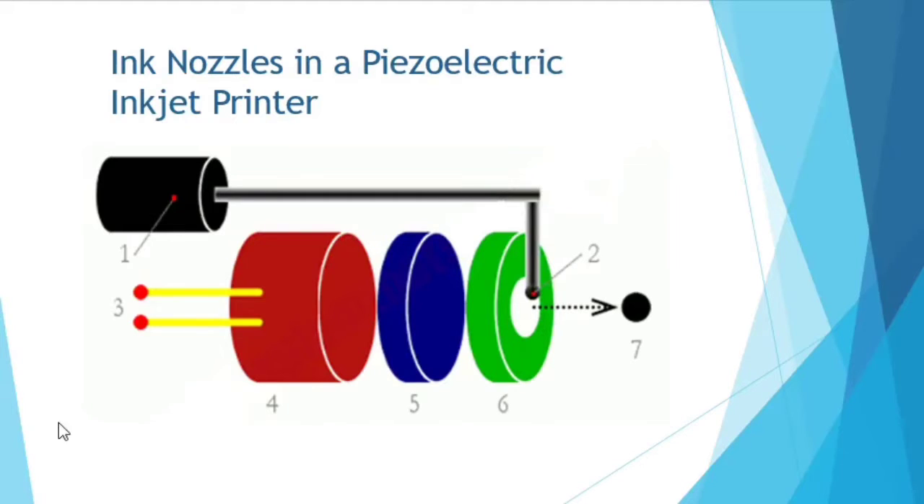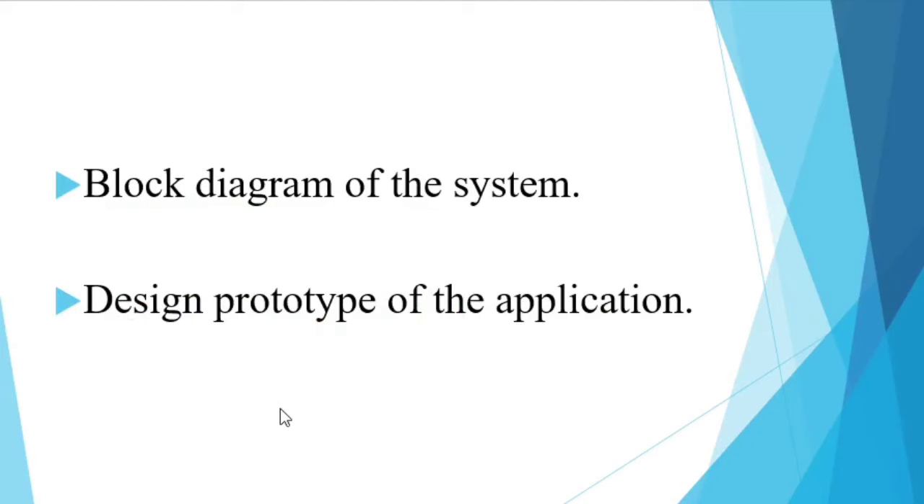Now, I would like to present the project framework in the application of electrostatics in the inkjet printer. So, let's move to the first slide. The first slide shows the two main parts in the project framework: the block diagram of the system and the design prototype of the application.